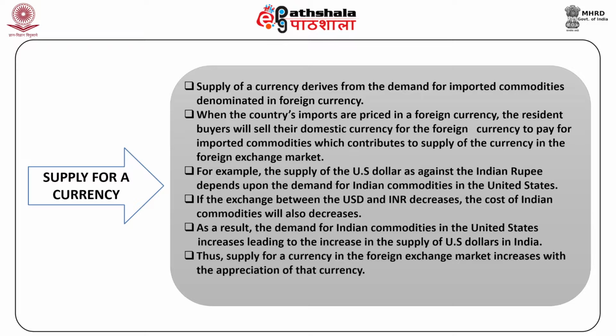For example, the supply of US dollar as against the Indian rupee depends upon the demand for Indian commodities in the United States. If the exchange rate between the US dollar and INR decreases, the cost of Indian commodities will also decrease. As a result, the demand for Indian commodities in the United States increases, leading to an increase in the supply of US dollar in India. Thus, supply of a currency in the foreign exchange market increases with the appreciation of that currency.